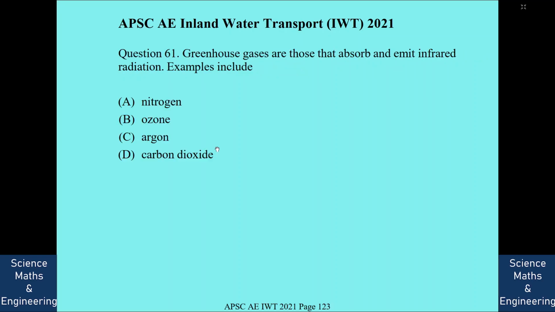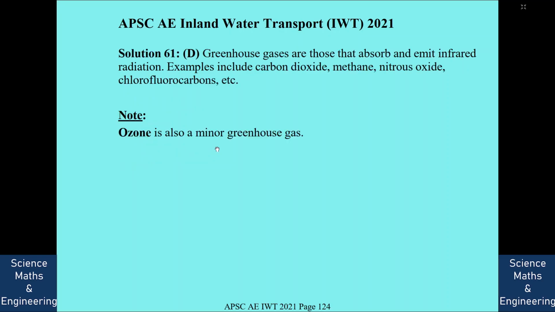Next. Greenhouse gases are those that absorb and emit infrared radiation. Examples include A, nitrogen, B, oxygen, C, argon, or D, carbon dioxide. So, the answer is D, carbon dioxide, is the major greenhouse gas. Okay, so greenhouse gases are those which absorb and emit infrared radiation. Now these examples include carbon dioxide, methane, nitrous oxide, chlorofluorocarbons, etc. Now ozone is also a minor greenhouse gas. So our answer is carbon dioxide, but according to APSC it is ozone, but that is actually not correct because ozone is a minor greenhouse gas whereas carbon dioxide is a major greenhouse gas.